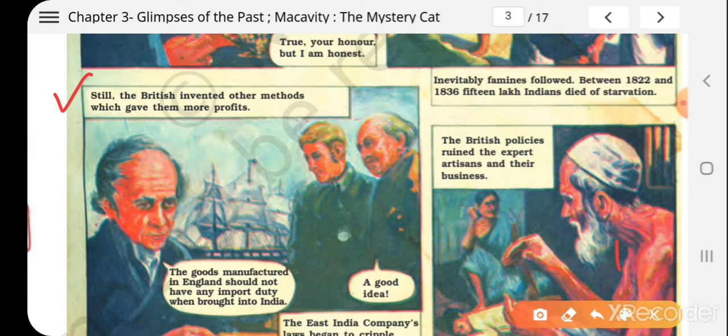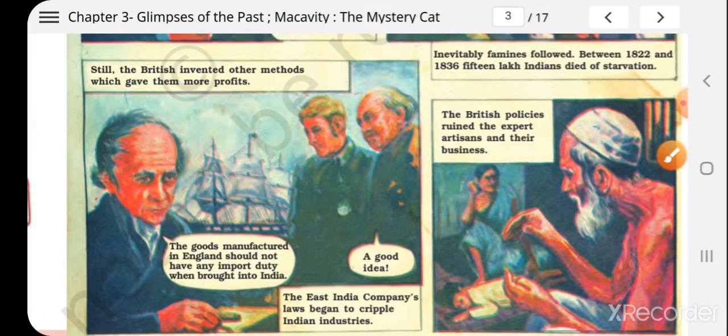Okay, so here the foreigners, the Britishers, are talking among themselves, and they are saying that the goods manufactured in England should not have any import duty when brought into India. Means they were forcing heavy taxes on the farmers for taking their fields and their crops. But the mastermind plan was that for the goods which will come from England, we will not apply any kind of import duty, any kind of tax, when they come to India.